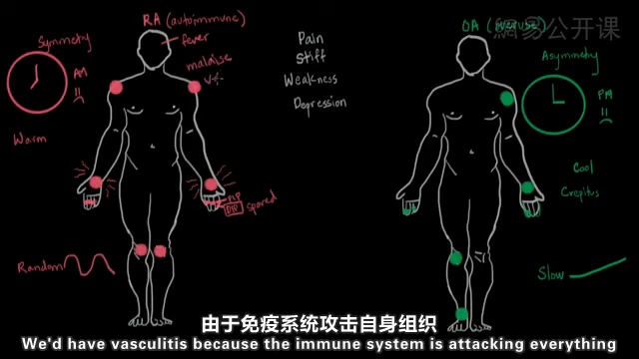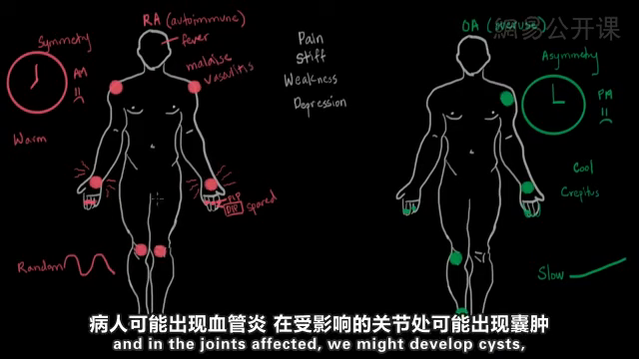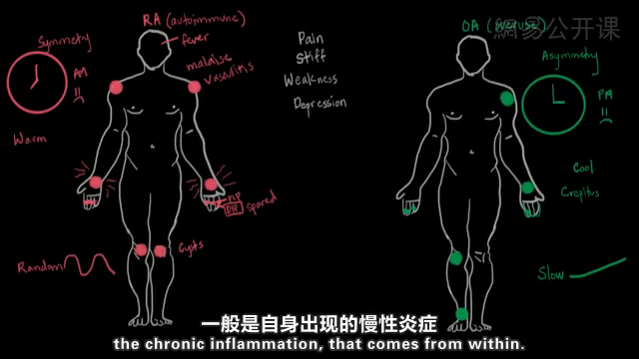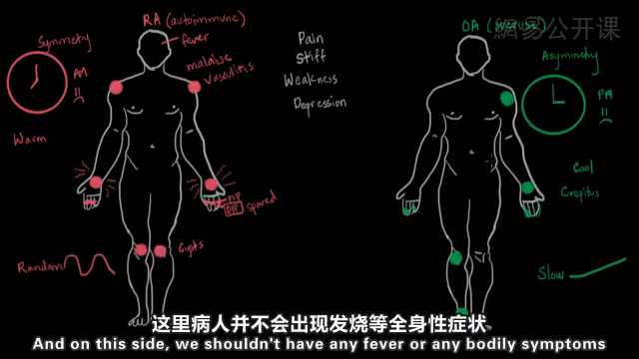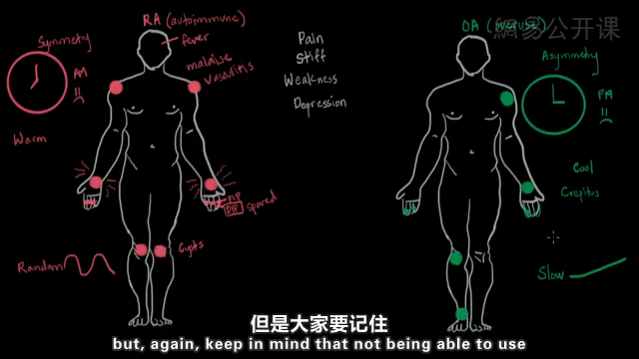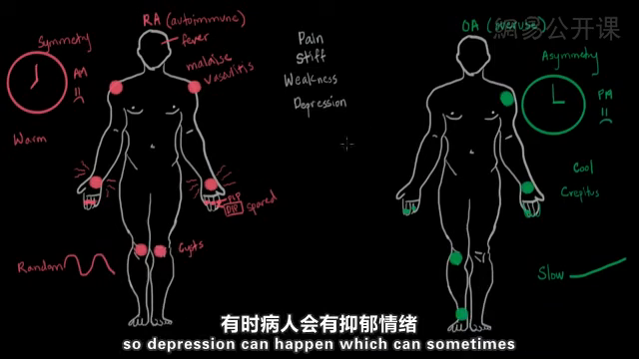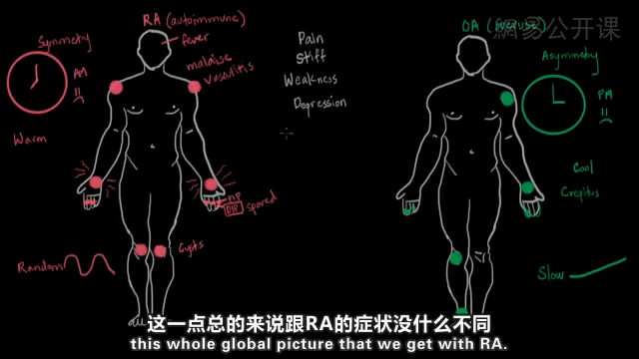We'd have vasculitis, because the immune system is attacking everything. And in the joints affected, we might develop cysts, which are fluid-filled sacs. It's the body's reaction to the inflammation, the chronic inflammation that comes from within. And on this side, we shouldn't have any fever or any bodily symptoms. But again, keep in mind that not being able to use your body is frustrating and limits the quality of life. So depression can happen, which can sometimes lead to malaise, but it should be different from this whole global picture that we get with RA.